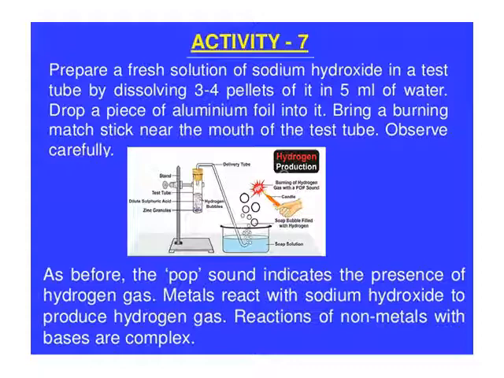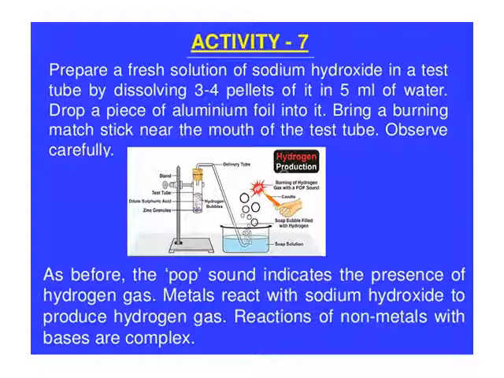Now, let us go through the slide. Prepare a fresh solution of sodium hydroxide in a test tube by dissolving 3 to 4 pellets of it in 5 ml of water. So, we have to take a test tube, drop 5 ml of water into it, and add 3 to 4 pellets. Pellets means it's a crystal, just like the camphor that you use for the puja. In the same shape it will be, and it will be like a salt. You have to dissolve it in the water, and the solution is now the sodium hydroxide solution.